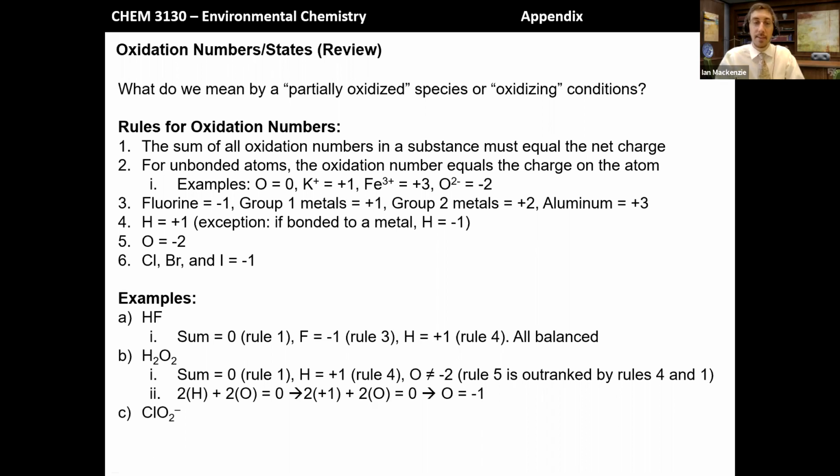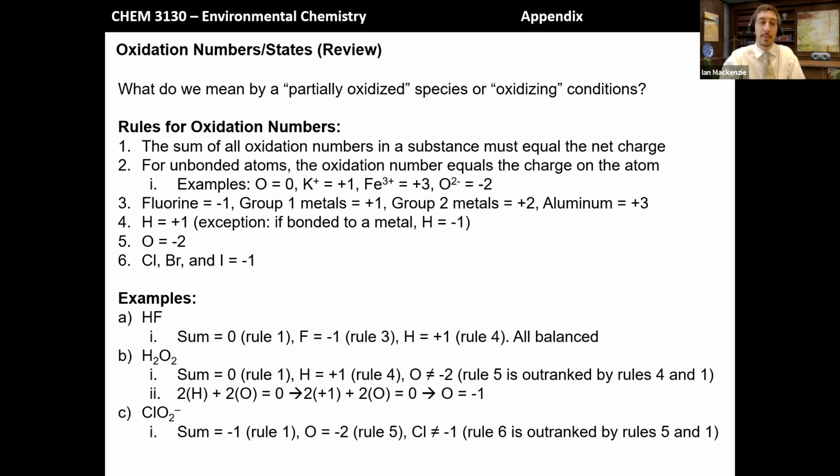A third compound here, this is an ion now, ClO2-. If I look at this and say, well, according to rule number 1, the sum must equal -1. Oxygen then is -2 according to rule number 5, but chlorine can't be -1 because if it was, we would end up with a -5 charge, because oxygen is -2, there's 2 of them, that would be -4. If chlorine was -1, that would be -5.